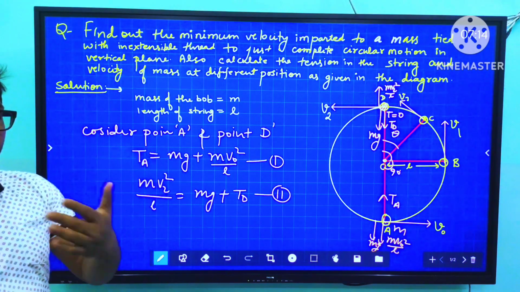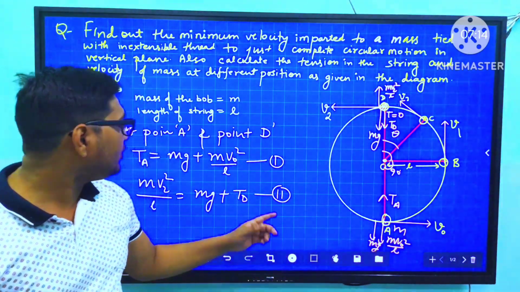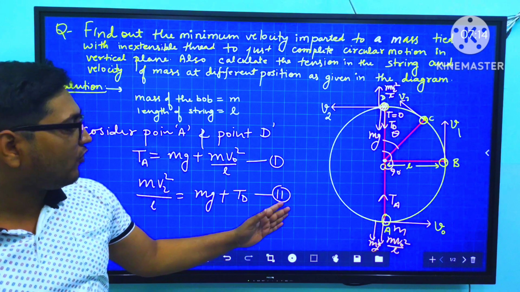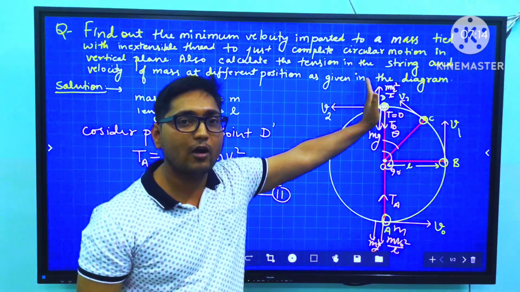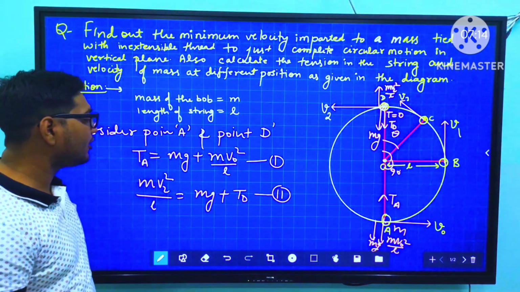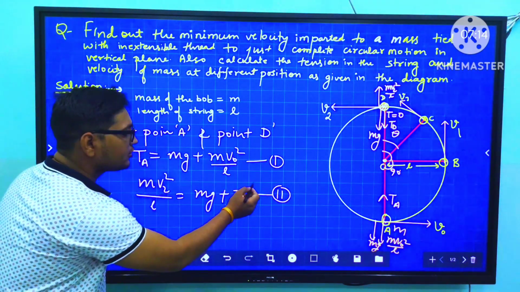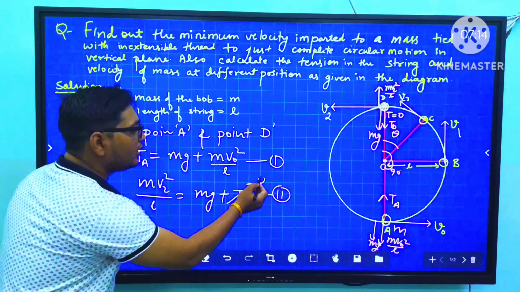Now, as I have already discussed, there should be a minimum velocity for which the string will become just slack at the uppermost point. So we can take the limiting case for which the tension at the uppermost point will become 0.